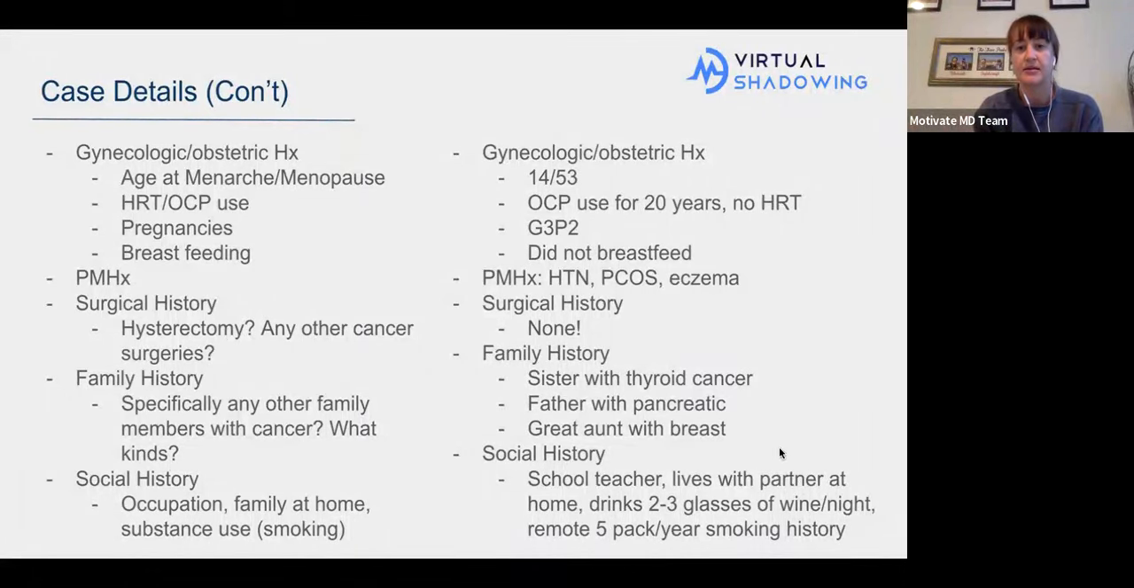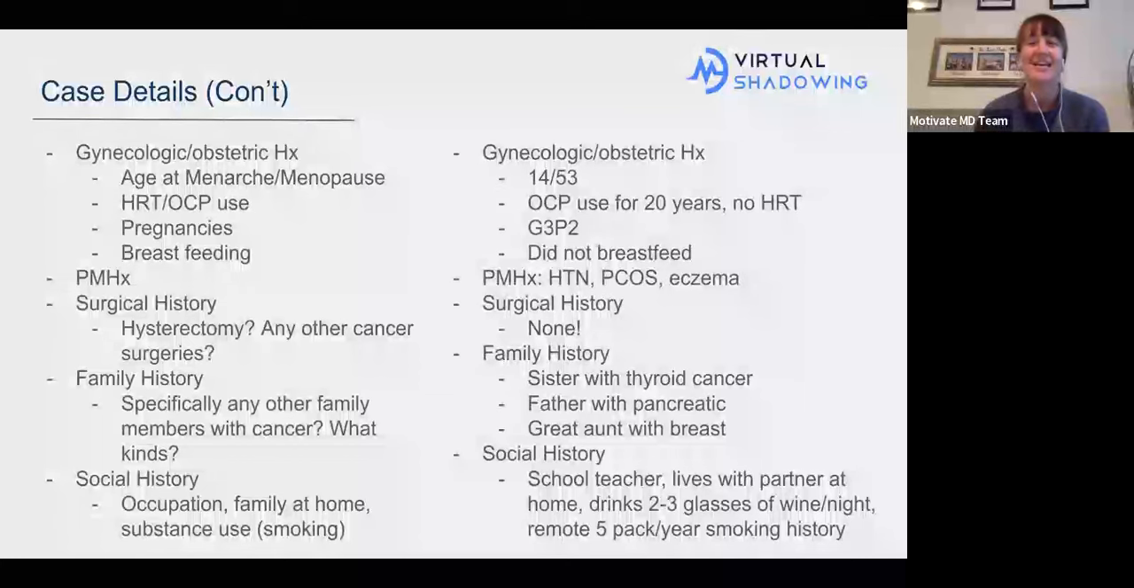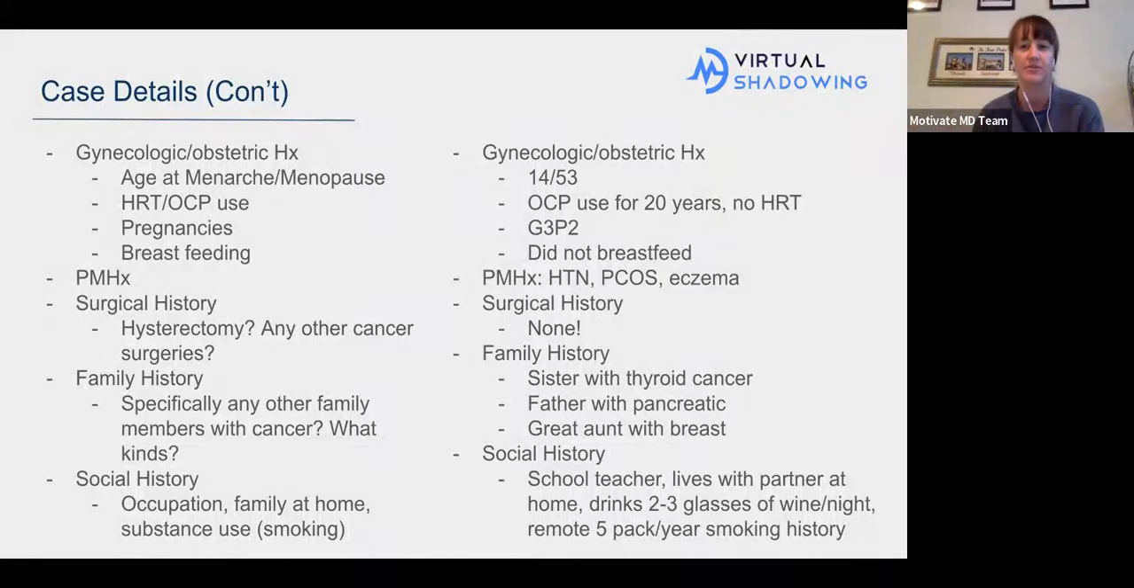And then lastly, the social history for this patient. So she is a school teacher. She lives with her partner at home, drinks 2 to 3 glasses of wine a night, and has a remote 5-pack year smoking history. A 5-pack year smoking history is pretty minimal. It's of course a risk factor, absolutely, in developing cancer, but we think about it more like if you have a 20-pack year smoking history, then it's like, okay, we need to start screening you for cancers because of that.